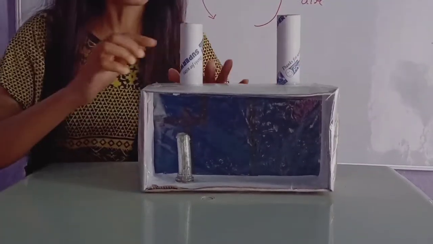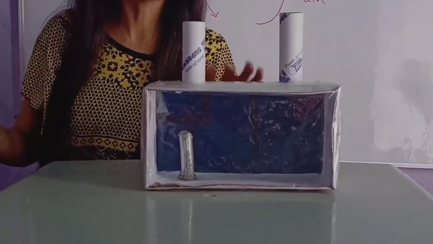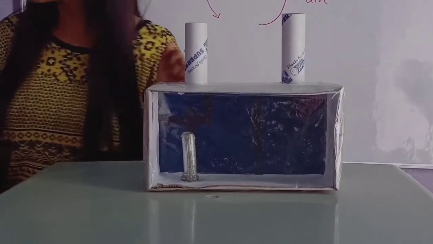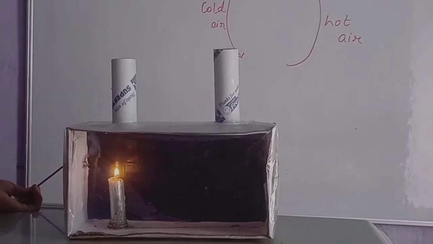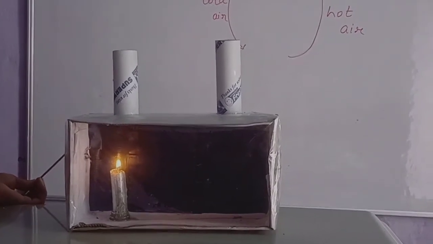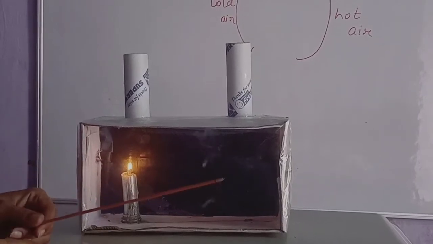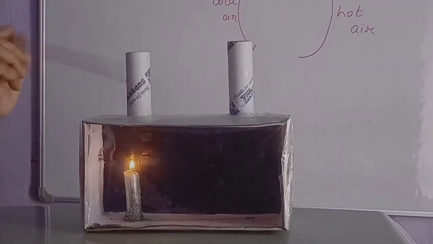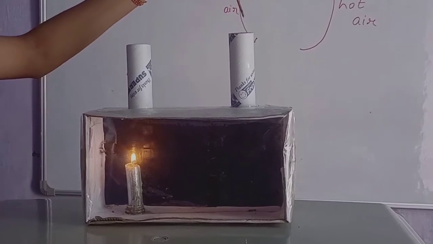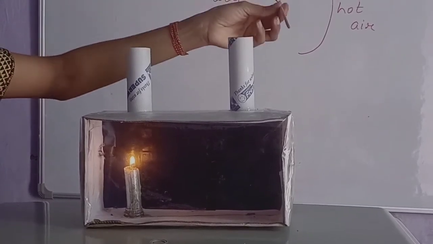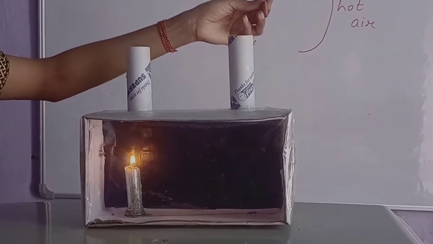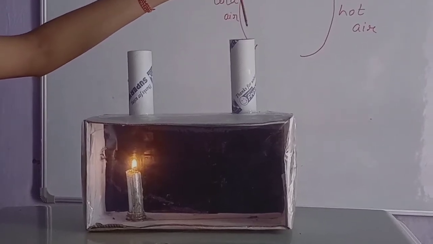First of all, I need to light the candle which is placed inside the box. Now I have lit the candle inside the box, and I will bring an incense stick to the other opening of this chimney, and you will see all the gases coming out of this burning incense stick get sucked into this box.